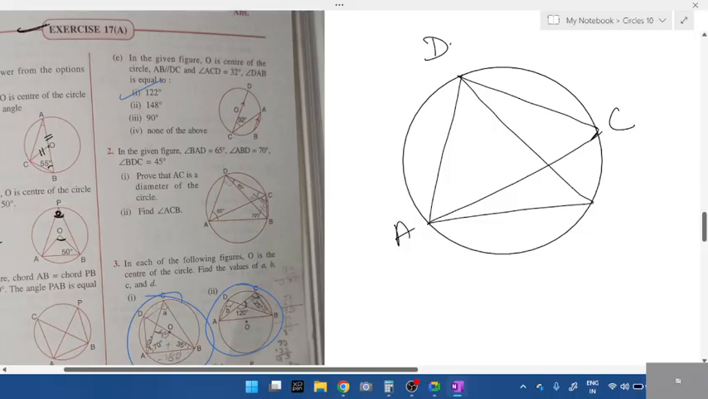Okay, fine. See, proving questions are not there for students. For ICSE, you don't have proving. Prove that AC is the diameter. We need to prove that. Angle BAD is 65. See, this is 65 degrees.